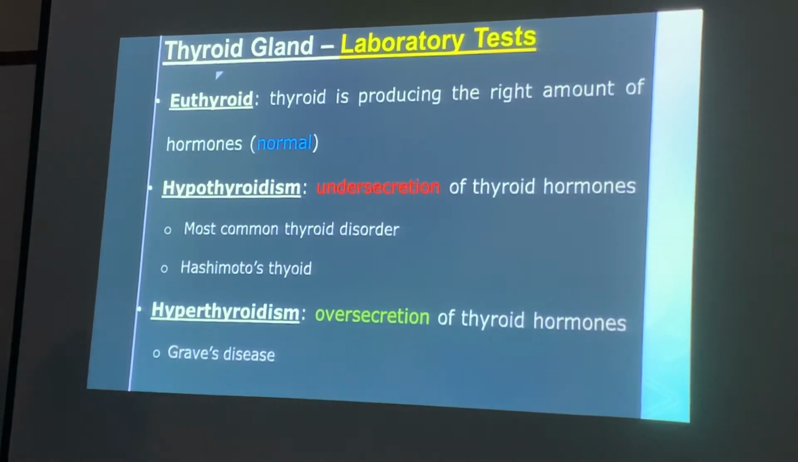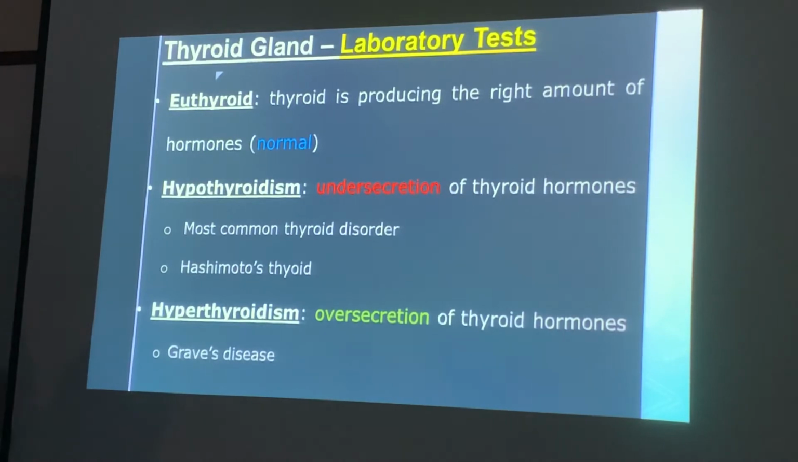Okay, so euthyroid is just when the thyroid is functioning normally and it's secreting the right amount of hormones. And hypothyroidism is undersecretion of the thyroid hormones. Okay, deficiency of the thyroid hormone. It's the most common thyroid disorder, hypothyroidism.